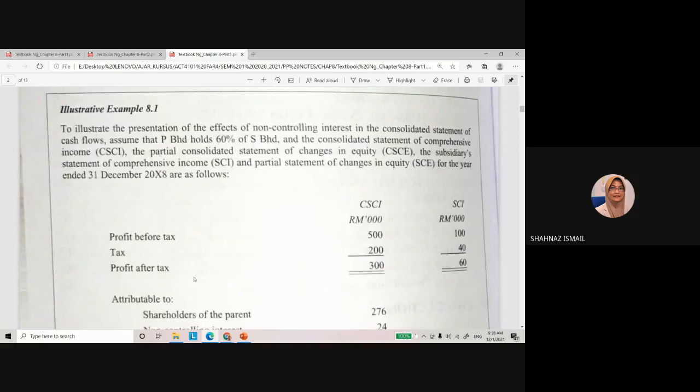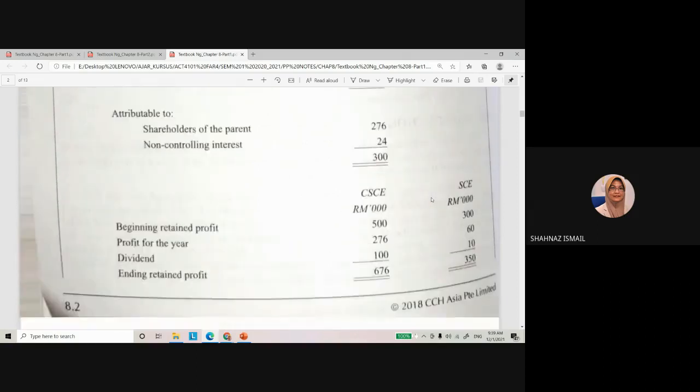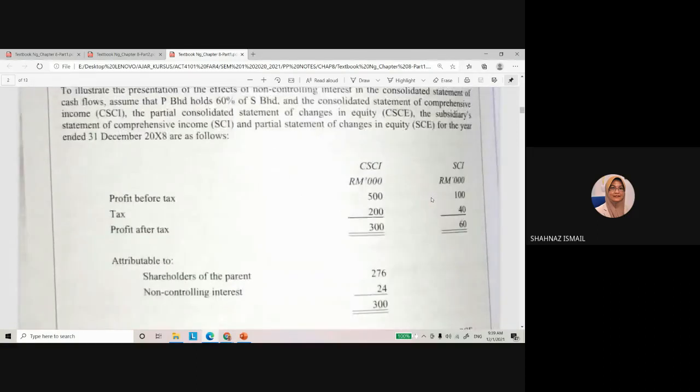Okay, to illustrate the presentation of the effects of NCI in the consolidated statement of cash flow, assume that P holds 60% of S Berhad, and the consolidated statement of comprehensive income, the partial consolidated statement of changes in equity, and the subsidiary's statement of comprehensive income and partial statement of changes in equity for the year ended 31st December X8 were given below. Okay, dia bagi yang consol and non-consol. Alright, so these are the statements.